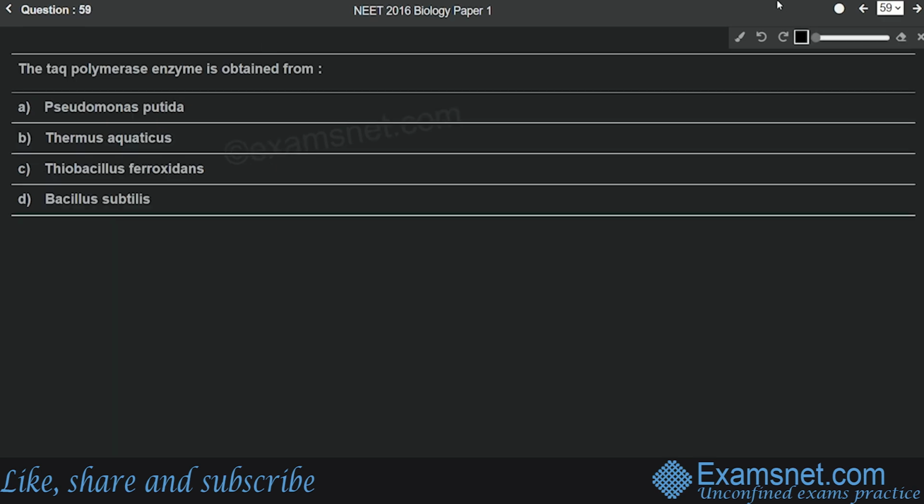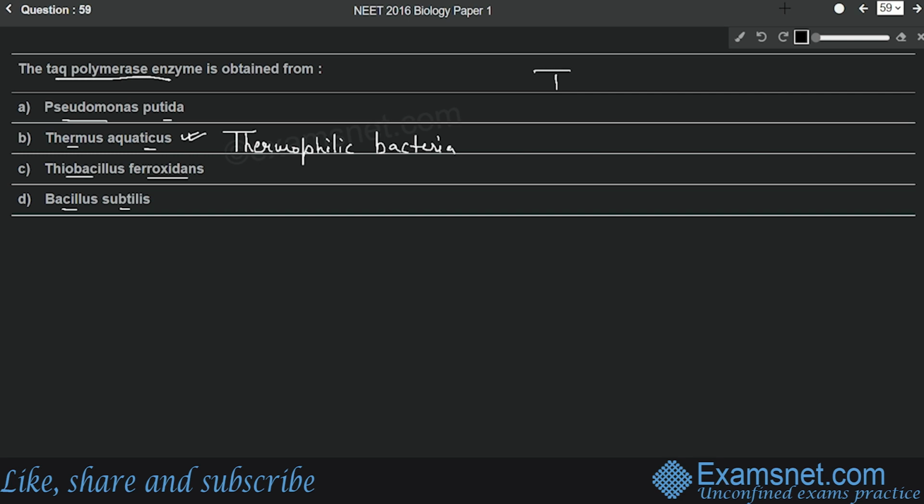Question number 59 is from the chapter Biotechnology, and the question is the Taq polymerase enzyme is obtained from. Options are Pseudomonas putida, Thermus aquaticus, Thiobacillus ferroxidans, and Bacillus subtilis. So the correct answer is option number B, that is Thermus aquaticus. Okay, as we know that Thermus aquaticus is a thermophilic bacteria, or we can say it is a thermophile because it can thrive at high temperature.